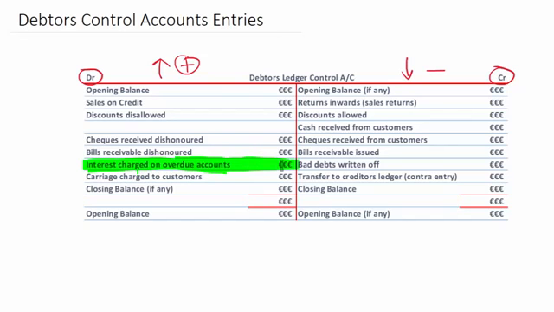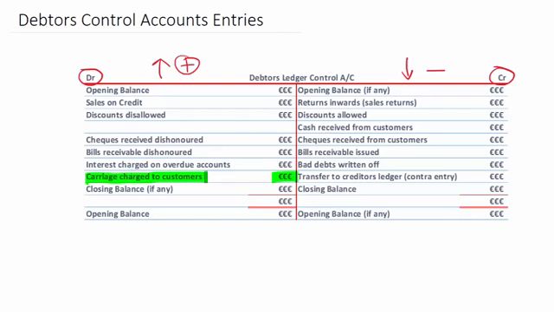So that's going to increase further the amount those debtors owe us. So interest charged on overdue accounts will be debited to our control account. Next one to look at here is carriage charge to customers. What is that? Bit of an old-fashioned term. All it means is that we have charged the customer to deliver or transport the goods to them.